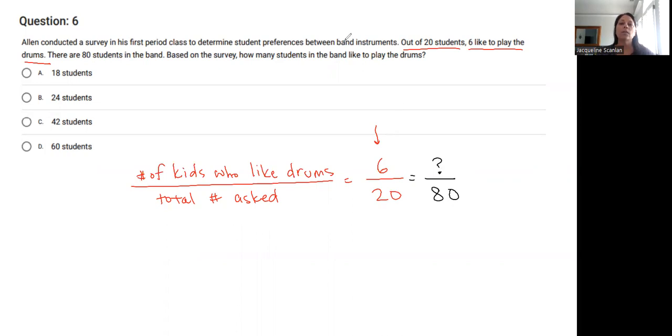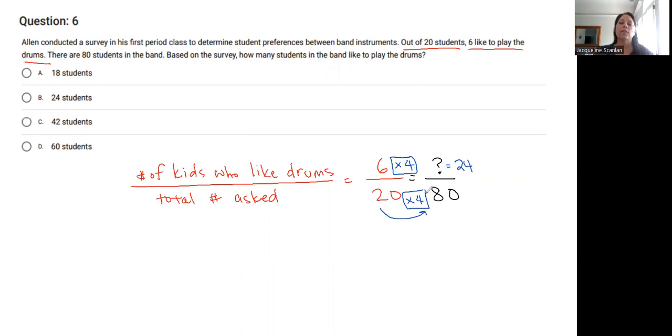And so I could solve this like I've been doing some of these other problems. I could use cross products, but I think the easier way in this particular case is to figure out how do I get from 20 to 80, which is just the same as figuring out how to get from 2 to 8. And to get from 2 to 8, I times it by 4. So 20 times 4 is 80. And whatever I do to the bottom, I'm going to do to the top. And 6 times 4 is 24.